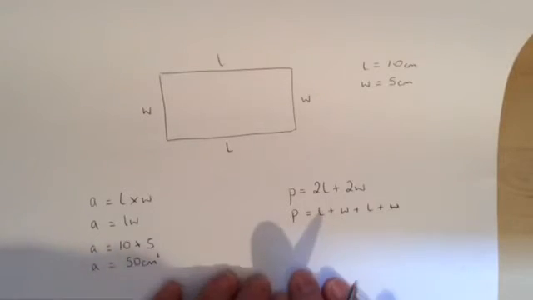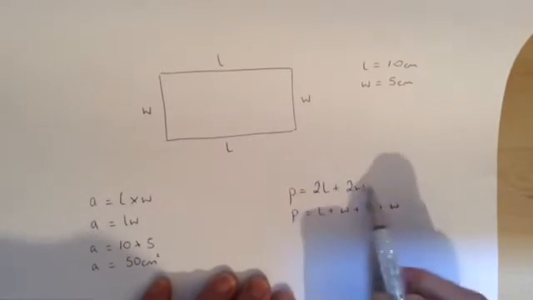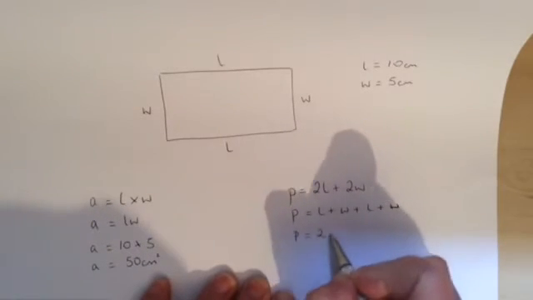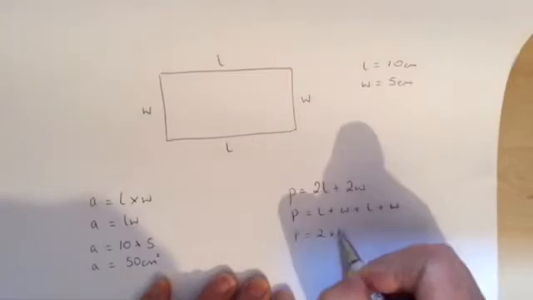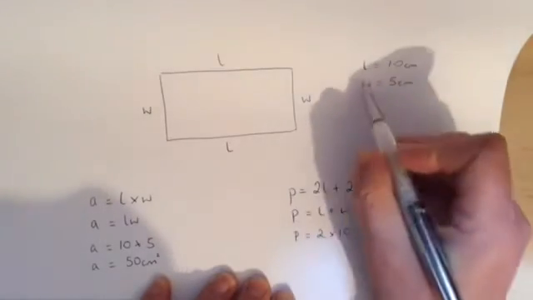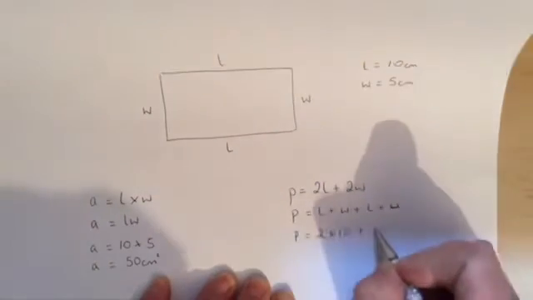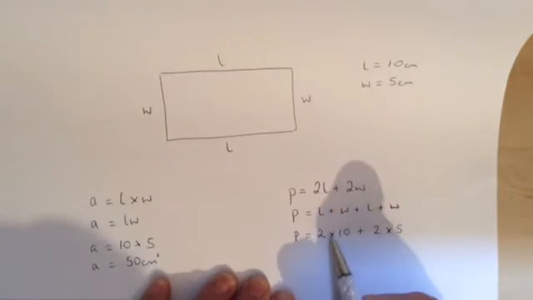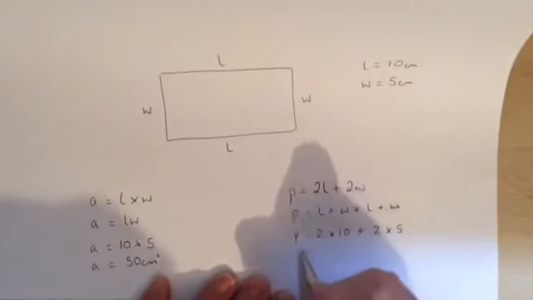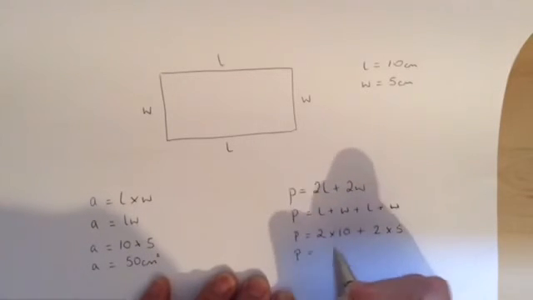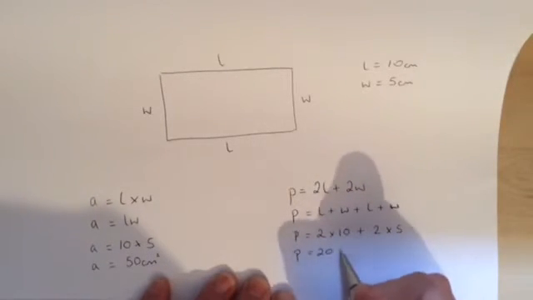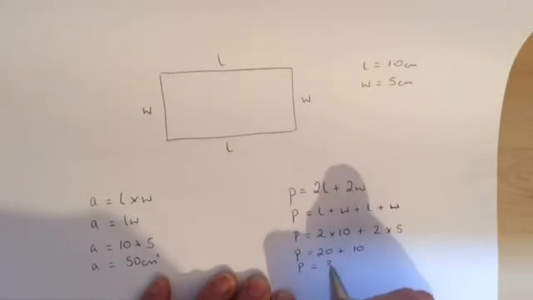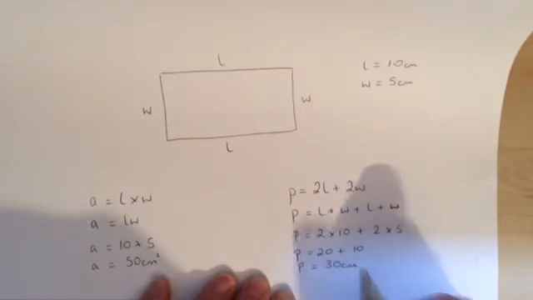Now let's have a look at the perimeter. So we're going to use this top one in its simplest form. So the perimeter equals 2 times L, which is 10, plus 2 times W, which is 5. And remember, with BIDMAS, we know that we have to do the multiplication first before we add the 2 together. So P equals 2 times 10 is 20, plus 2 times 5 is 10. So P equals 30 centimetres.